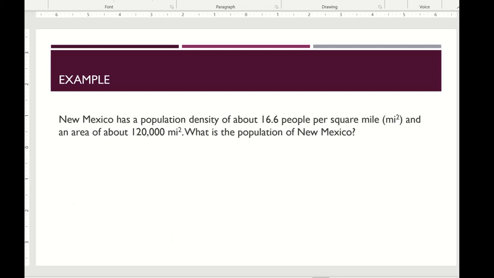Now, New Mexico has a population density of 16 people per square mile. Right here, I'm telling you the population density, and I'm asking for the population, right? And the area is about 120,000 square miles. What's the population of New Mexico, right? Now to talk about this, I'm going to talk a little bit more about population density. Again, we're going to work with some examples, and we're going to break it down in a second.